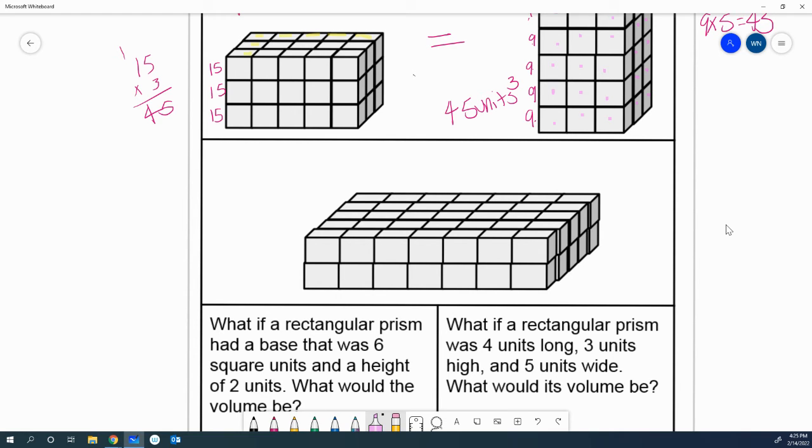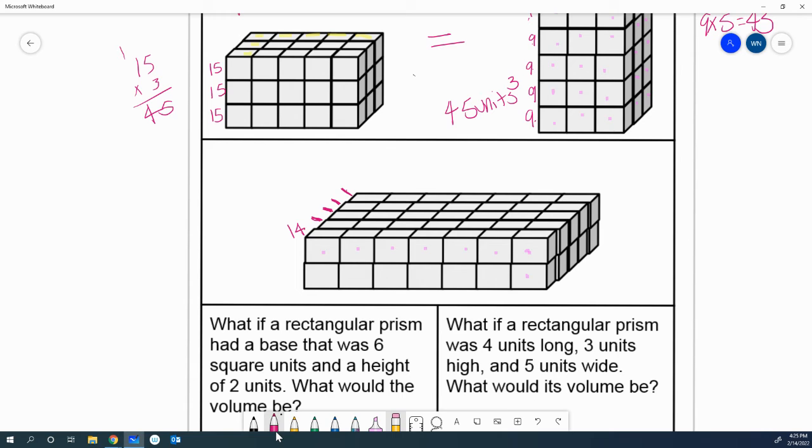For this one, I hope you counted either the front or the top. I'm going to count the front. I'm going to say 1, 2, 3, 4, 5, 6, 7 times 2. So there's 14 on this very first row. And this row's got 14, and this row's got 14, and this row's got 14, and this row's got 14.